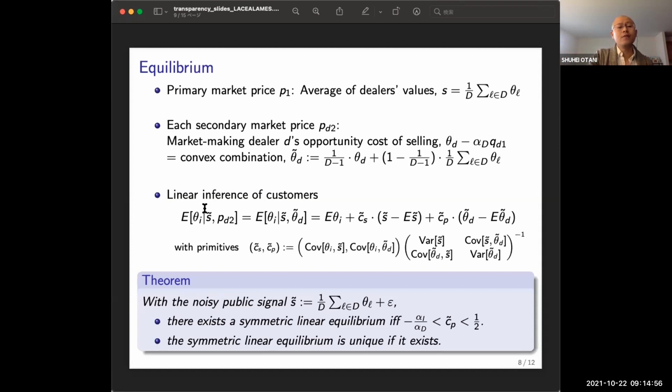And the customer's inference about their unknown valuation, given information available in the secondary market, so the noisy public signal and the secondary market contingent price. And this conditional expectation can be written as affine in terms of the conditioning variables. So there is an inference coefficient on the noisy public signal and an inference coefficient on the secondary market price. And these coefficients are characterized by primitives given the choice of noise variance by the treasury. Okay. And the equilibrium exists and it is unique.